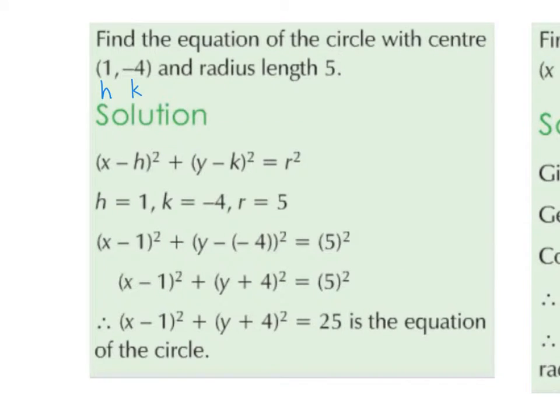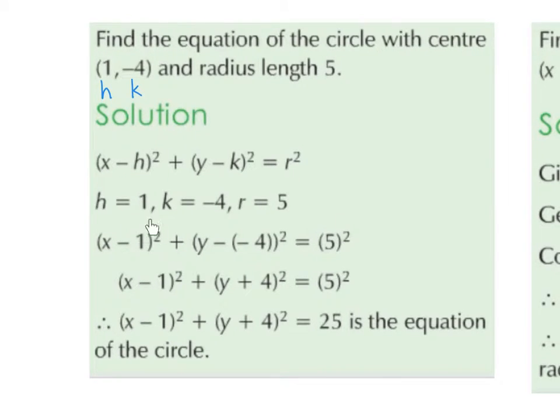So we substitute into our formula. So we swap the h for 1 and we swap the k for minus 4. So we end up with y minus minus 4 squared. And we swap the radius, which is r, for 5. So we have 5 squared.